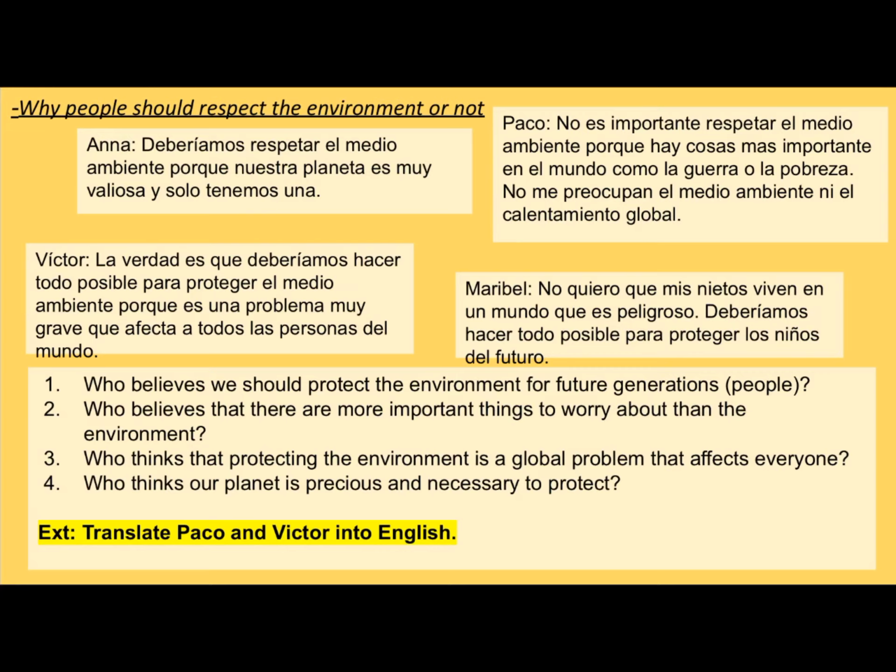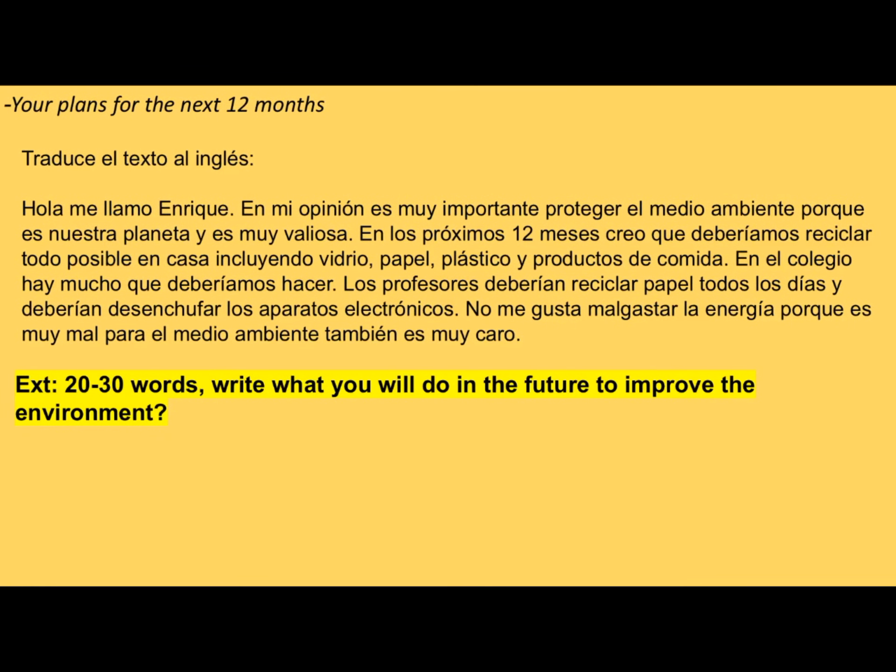Just really quickly, if you did the extension, we'll just go through those for Paco and Victor. So Paco says it's not important to respect the environment because there are more important things in the world like war or poverty. I'm not worried about the environment, nor am I worried about global warming. And then Victor says the truth is that we must do everything we can to protect the environment because it's a serious problem that affects all of the people in the world. Okay, so moving on then.